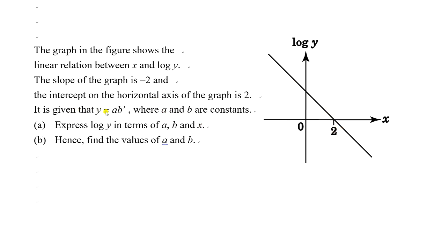Now, given that y equals a times b to the power x, here that means the index x is given to b, not to a. A and b are constant. Now you need to express log y in terms of a, b, and x, and then find the values of a and b. So how do we get started?